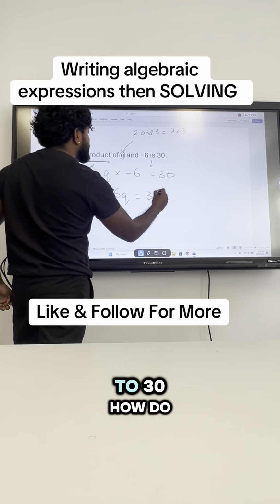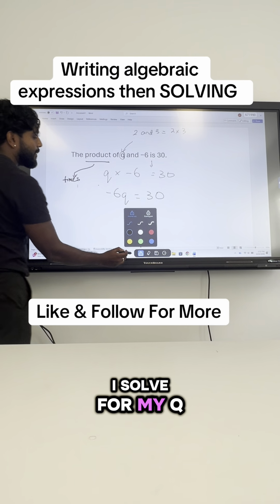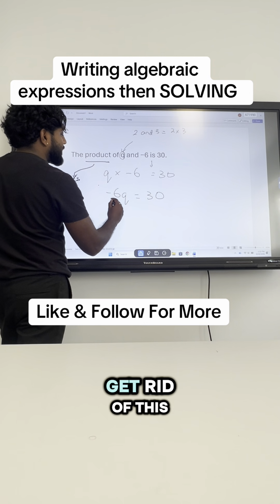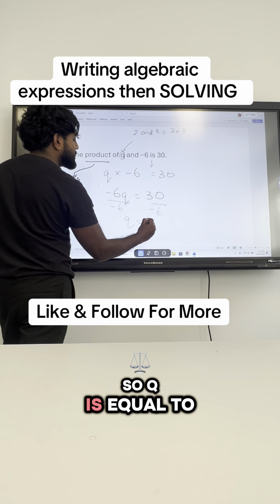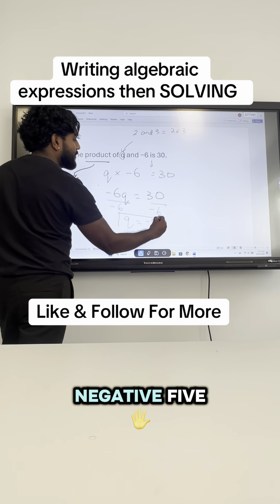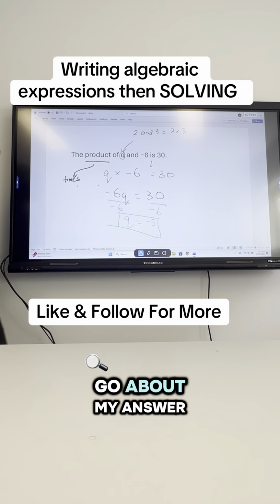-6Q equals 30. How do I solve for my Q? I've got to actually get rid of this -6, by dividing it. So Q is equal to -5. And that's how I go about my answer.